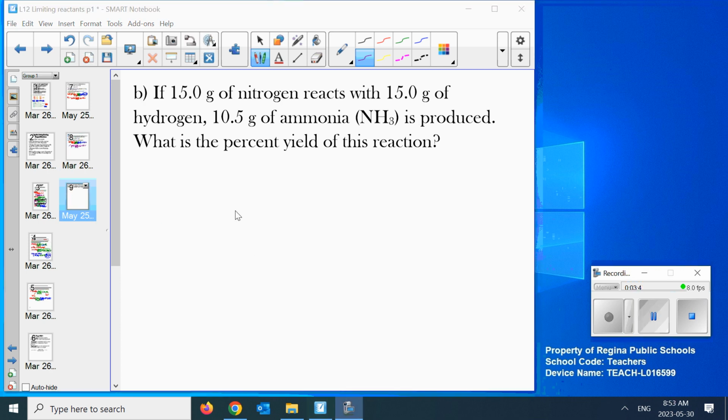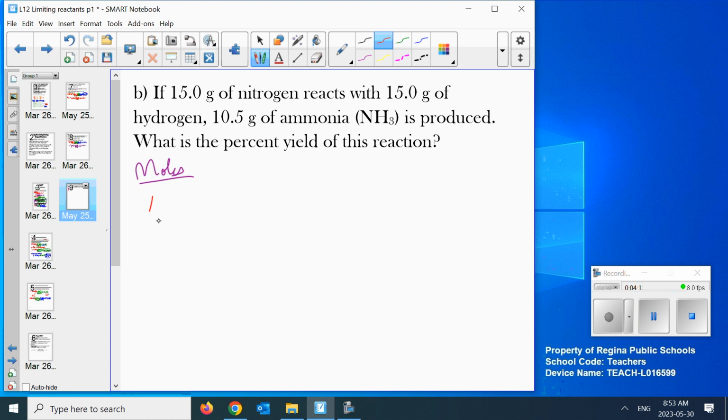If 15 grams of nitrogen react with 15 grams of hydrogen, and 10.5 grams of ammonia is produced, now here's one that does a little bit of everything. That's an actual yield. What's the percent yield of this reaction? So this one we have to figure out the limiting reactant. We start with converting both items to moles. 15 grams of nitrogen.